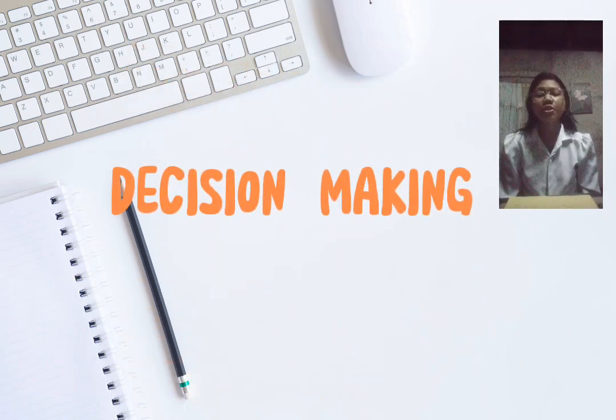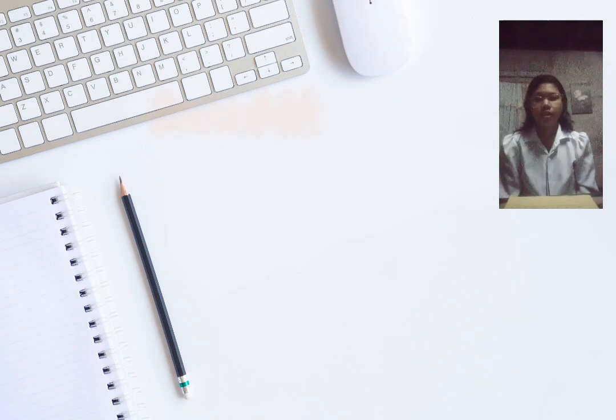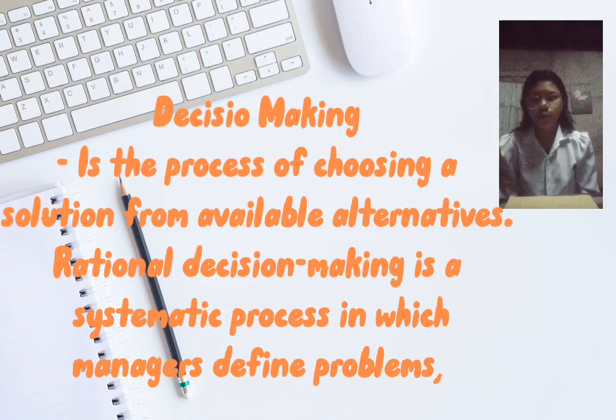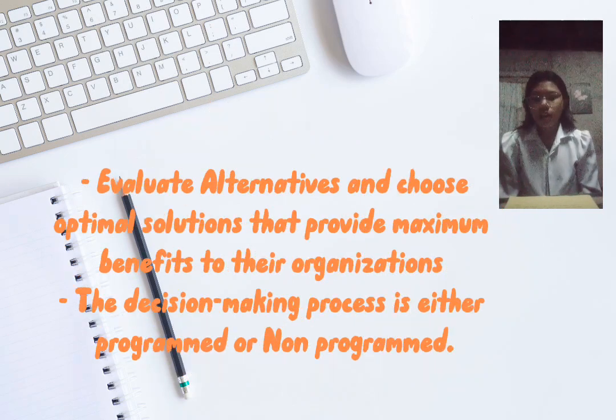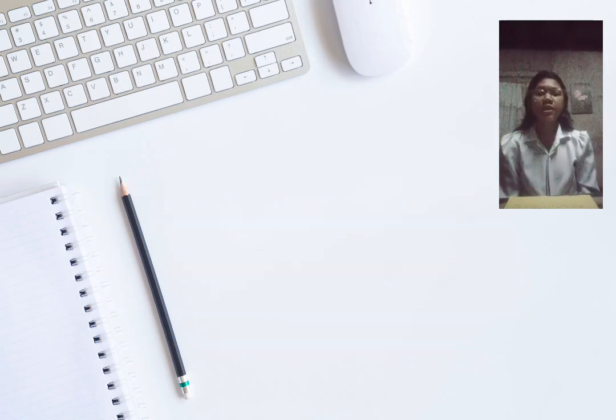So decision making. Decision making is the process of choosing a solution from available alternatives. Rational decision making is a systematic process in which managers define problems, evaluate alternatives, and choose optimal solutions that provide maximum benefits to their organization. Also, the decision-making process is either programmed or non-programmed, which means it is divided into two.